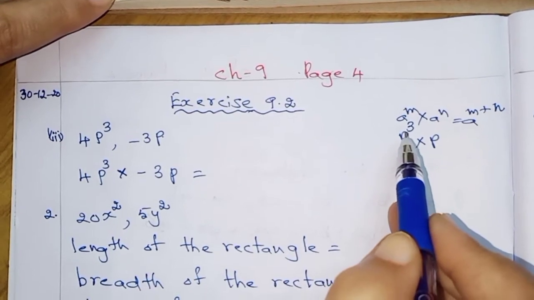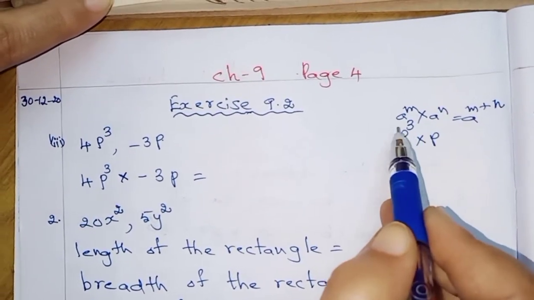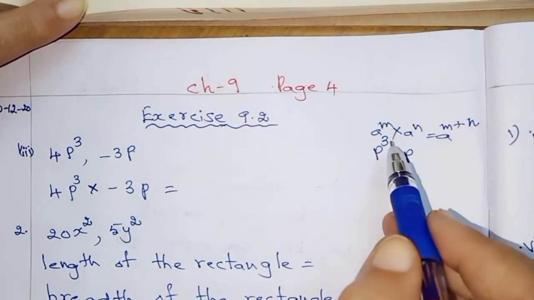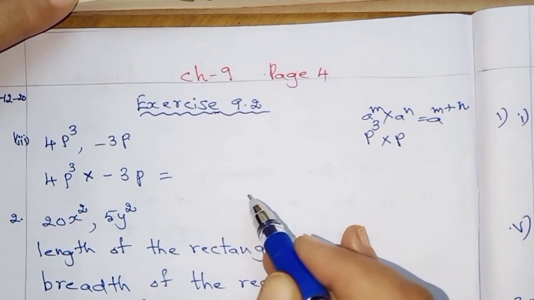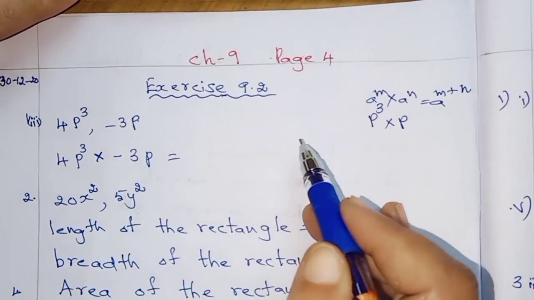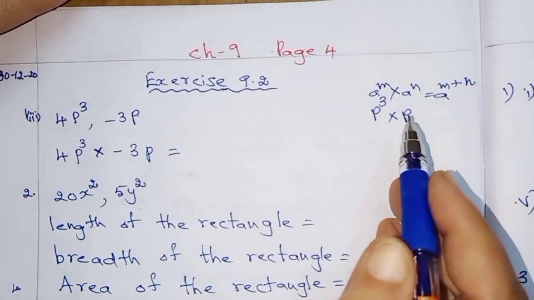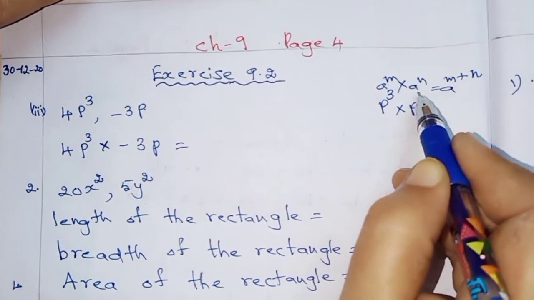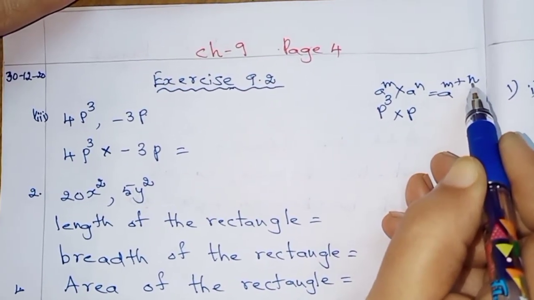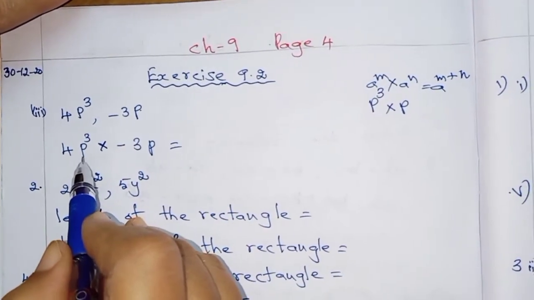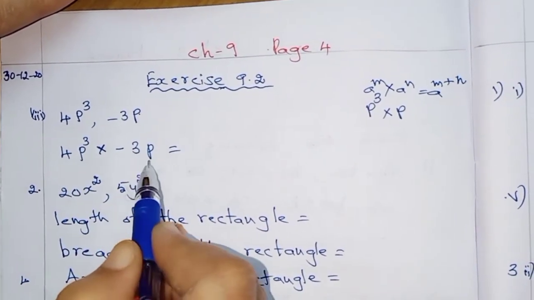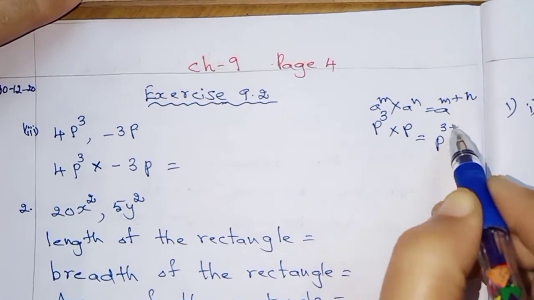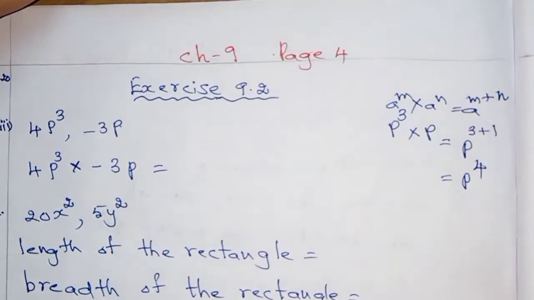What is the law of exponent we use here? When we multiply any expression, whether it's a monomial, binomial, trinomial, or any polynomial, we use this law of exponent: a to the power of m into a to the power of n is equal to a to the power of m plus n. So here we have to multiply p cube into p. This is equal to p to the power of 3 plus 1, that is equal to p to the power of 4.